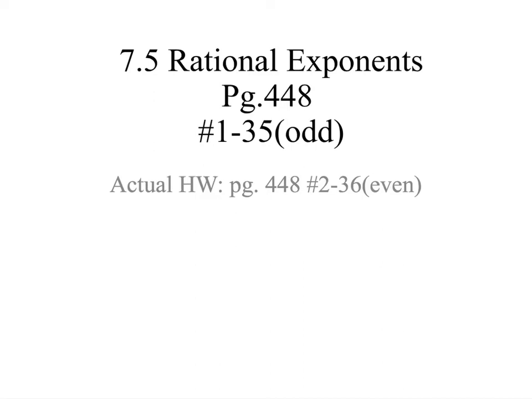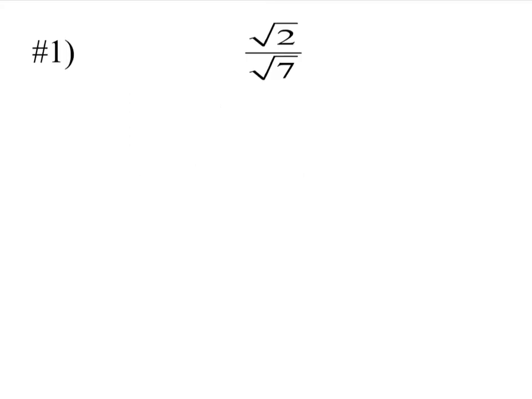Okay, this is section 7.5, and the homework was page 448, 2 to 36 even. I will be doing numbers 1 through 35 odd. Alright, we're rationalizing denominators here.